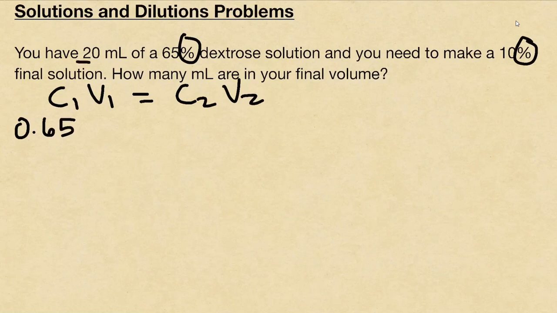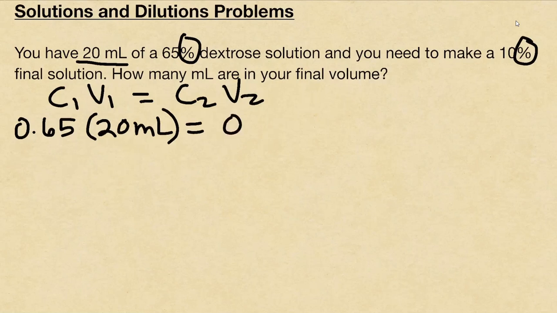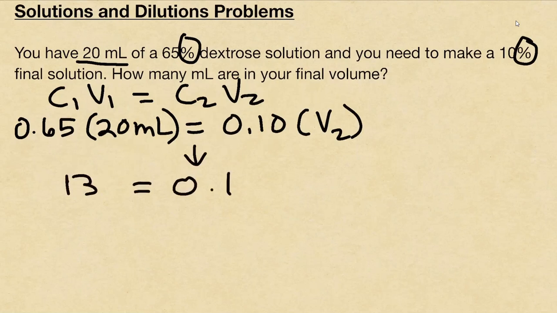And they already told us this is what we have. So our original volume is 20 mLs. All right, they told us we need to get down to a 10% solution. So plug that in here. And then we don't know what our final volume is. So V2. So now we can just algebraically work this all out. So we're going to go ahead and multiply these two. So that would be 13. And 0.1 V2.